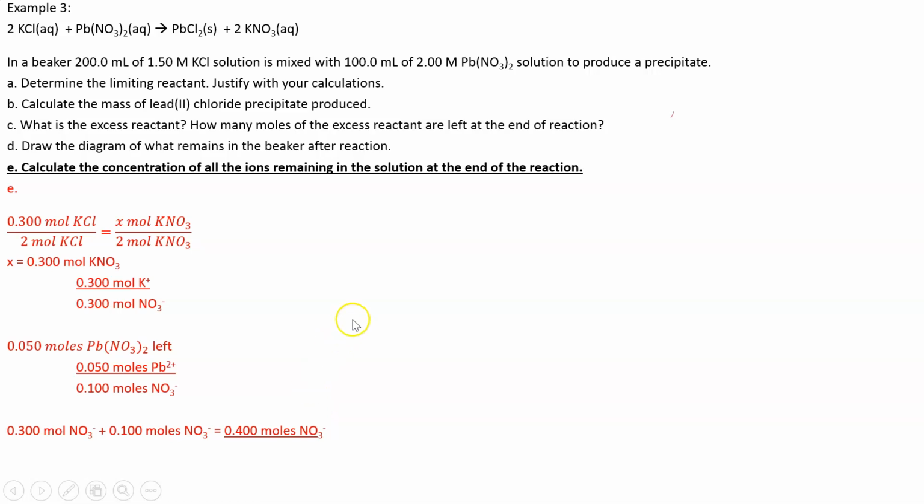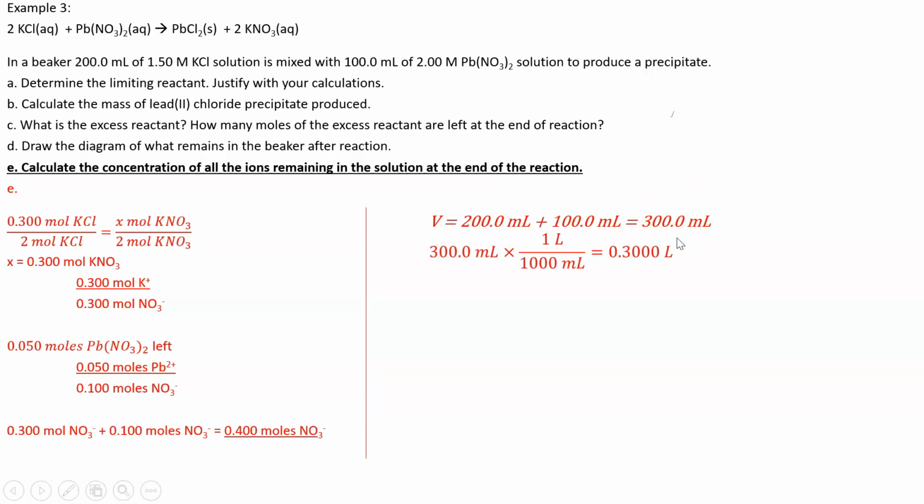Now we can find our molarities. First, we have to know what our volume is going to be. It's 200 milliliters plus 100 milliliters gives us a total of 300 milliliters. That's going to be 0.3 liters. Now, we're going to do moles of potassium over 0.300. That gives us a 1.0 molar potassium ion concentration.